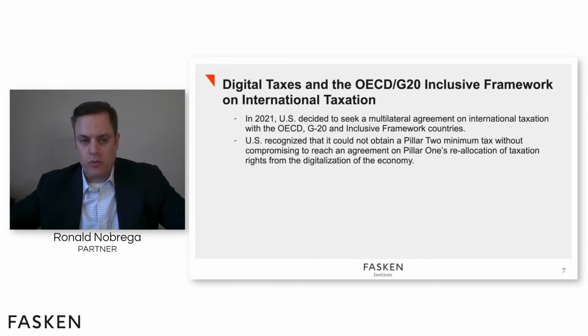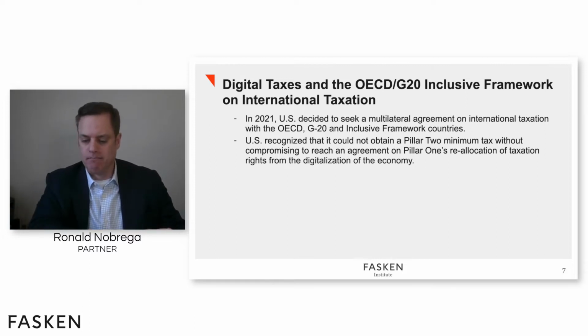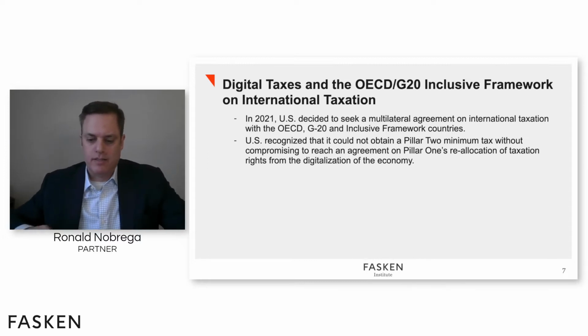All this changed in 2021 with the new government in the United States. And it decided to pursue a Pillar 1, Pillar 2 solution in order that it could get a minimum tax internationally. So the US was willing to give up some of its tax base, some of its potential future tax base under Pillar 1 in order to get a minimum tax under Pillar 2 to combat what it thought was aggressive reductions in tax rates globally that were undermining not only its but other countries' taxes. Going to the next slide.